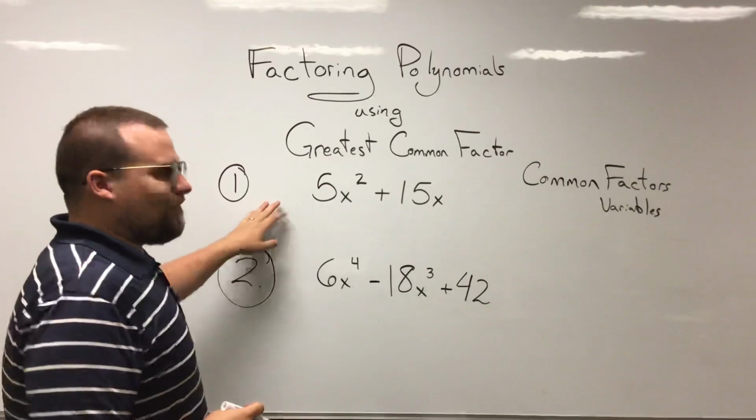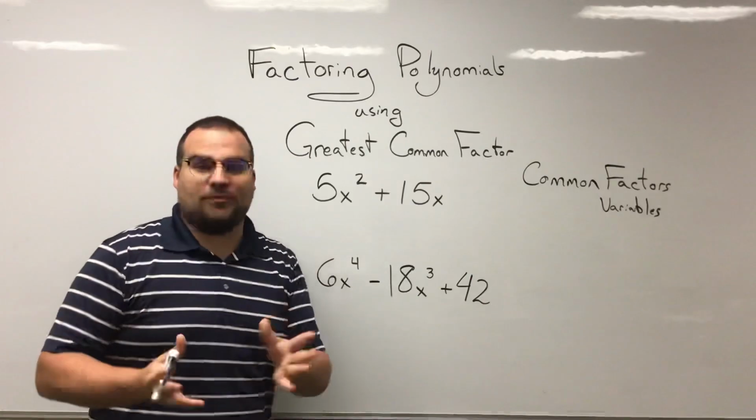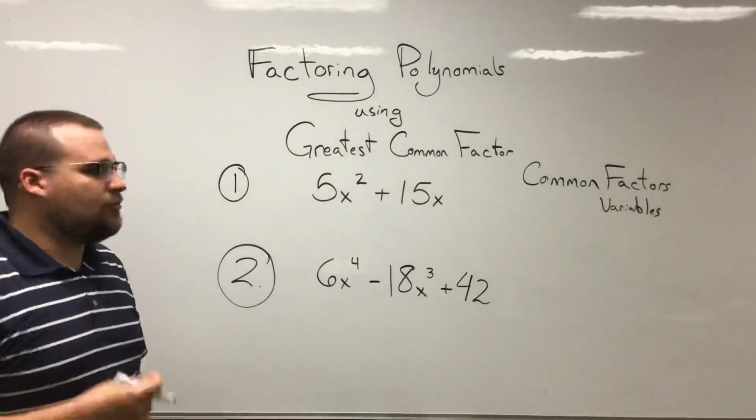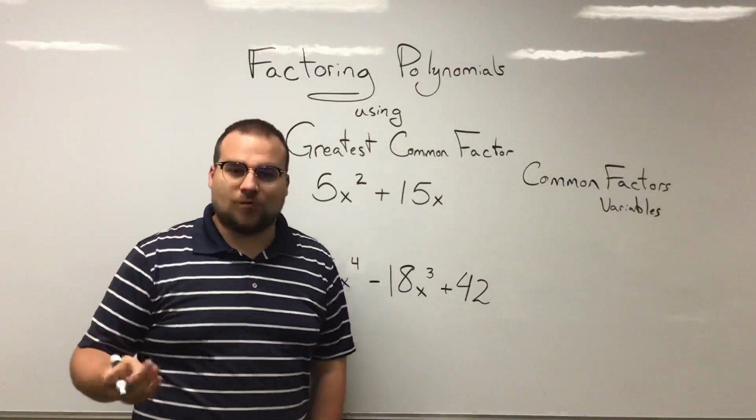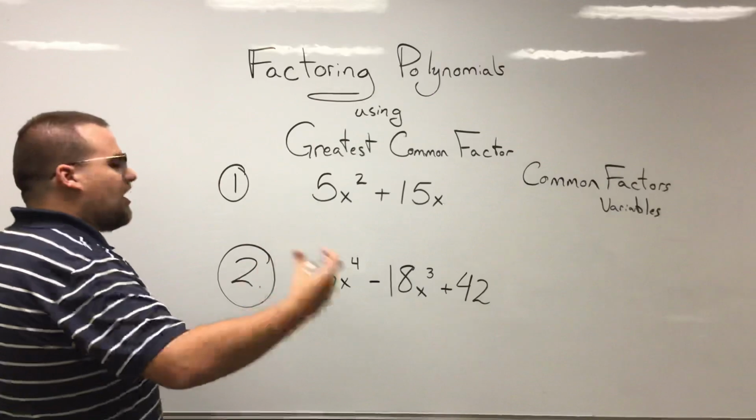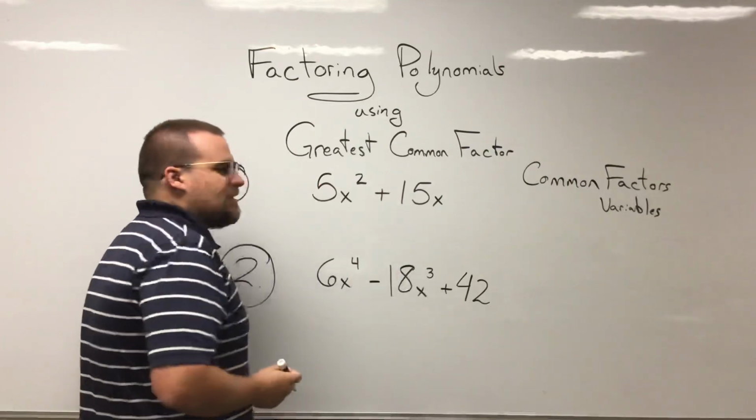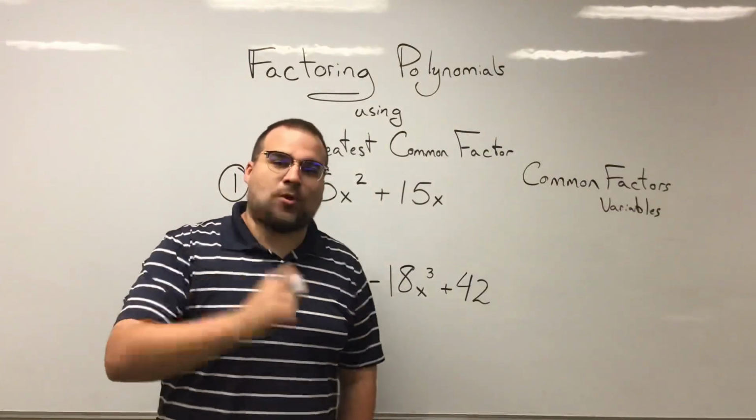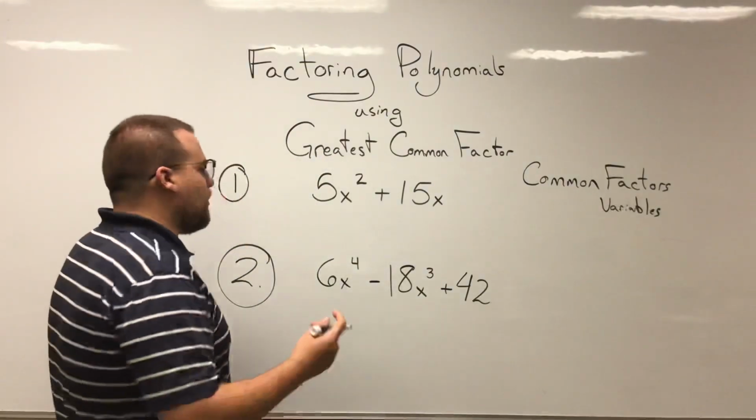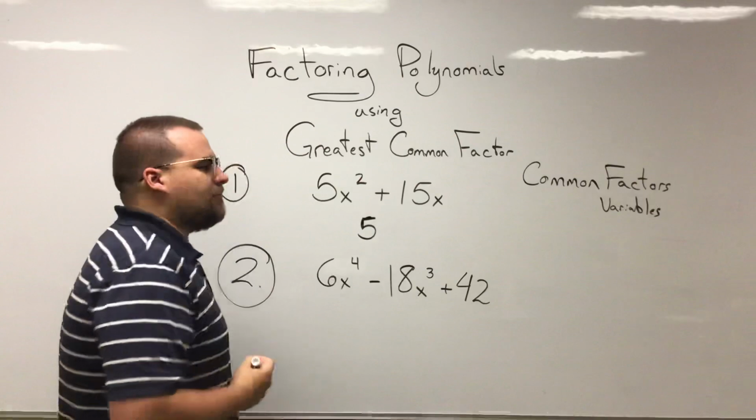So whenever we look at our first example problem here, now this isn't a polynomial, I know, it's a binomial, but it still works: 5x squared plus 15x. Do these have any common factors, or common numbers, or common variables? Well, let's look at common factors first. Our numbers here are 5 and 15. Is there any number that both 5 and 15 can be divided by? Absolutely there is. Both of these numbers are divisible by 5. So I want to write that down.